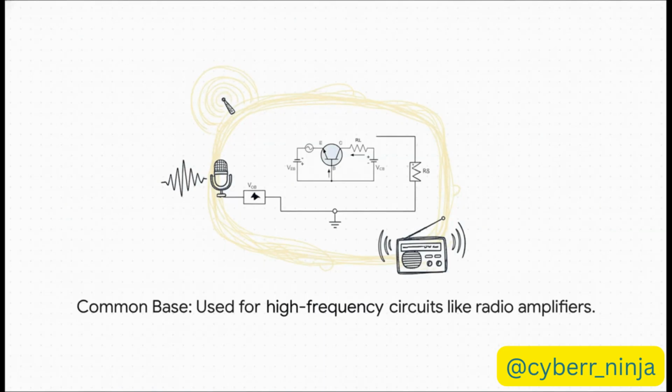Let's look at that first play, common base. Imagine you have a really weak signal coming from a microphone, just a tiny whisper. You need to boost its voltage to make it useful. Well, this circuit configuration is the perfect tool for that exact job. That's why you see it all the time in high-frequency stuff like radio circuits and microphone preamps.